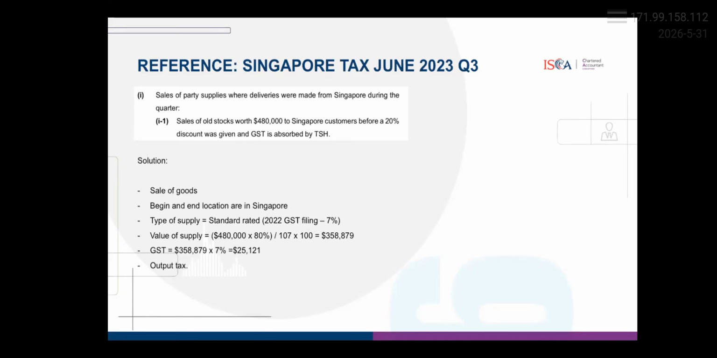In this case here, we are talking about 2022 GST filing. The GST rate is at 7%. Do note that 2023 is at 8%, 2024 onwards, it's at 9%. Now we have ascertained the type of supply. We now need to know what is the value of supply. I apply this 7% on what value?